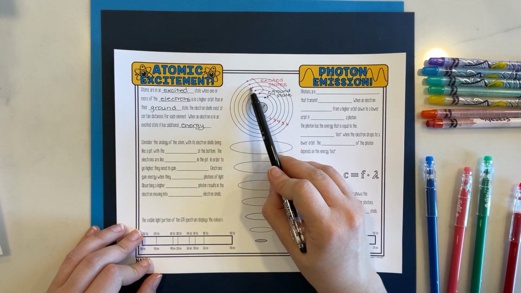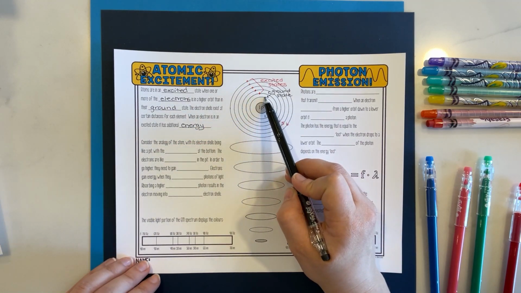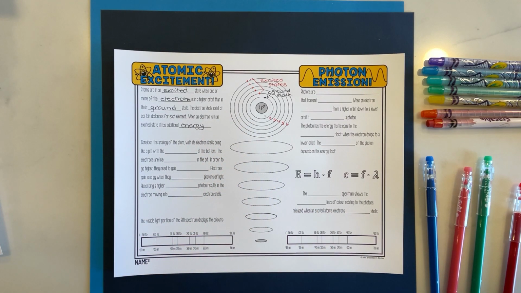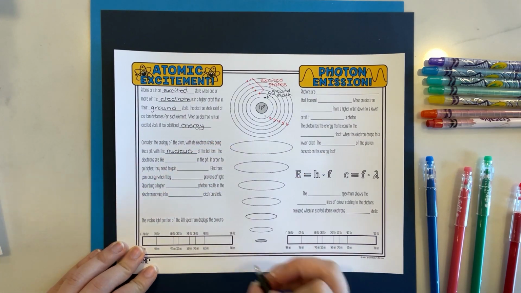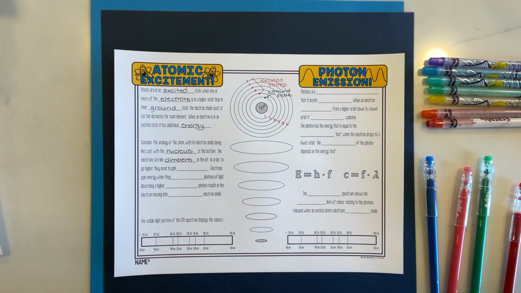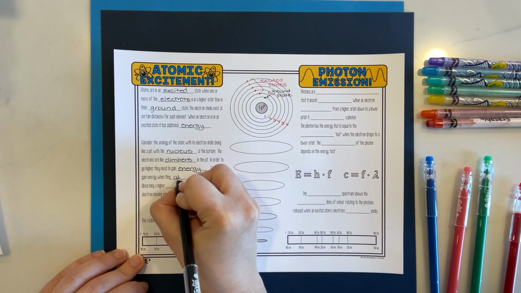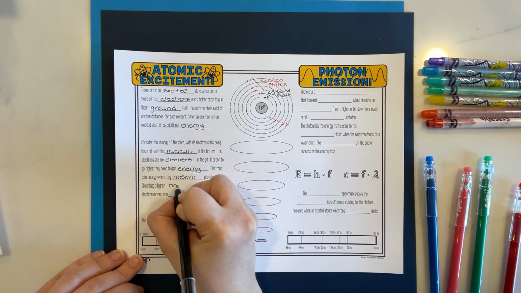Consider the analogy of the atom, with its electron shells being like a pit, with the nucleus at the bottom. The electrons are like climbers in the pit. In order to go higher, they need to gain energy. Electrons gain energy when they absorb photons of light. Absorbing a higher energy photon results in the electron moving into higher electron shells.